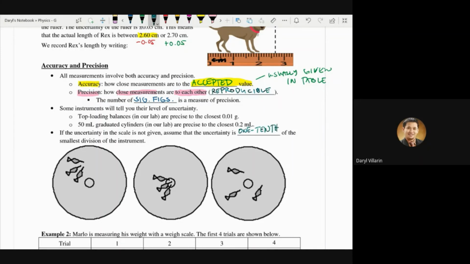So, for example, if we are not given a measure of uncertainty, we just try to divide the smallest scale by 10. So let's say the smallest scale is 0.1 centimeter, and the uncertainty of that instrument is not given. So you just divide 0.1 cm by 10.